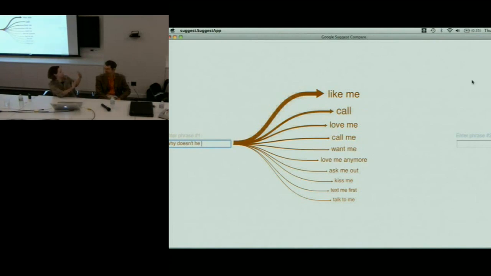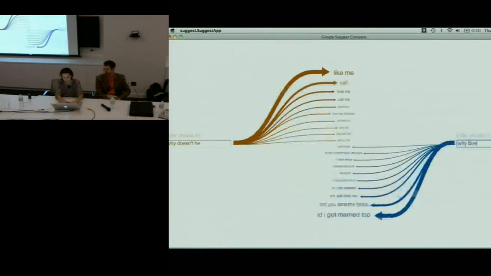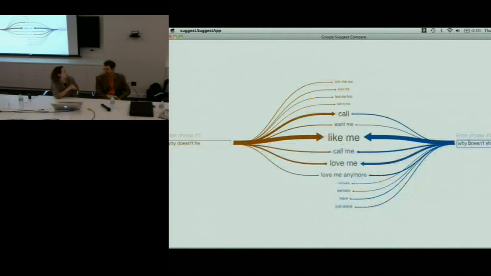But then the other fun thing I can do is compare that query against another one. So I'm going to say, why doesn't he versus why doesn't she? And I can see what they share in common. And I can also get a sense of how the two genders are different, right? Why doesn't he call me? Why doesn't he kiss me? Versus why doesn't she leave? Or why doesn't she just leave?